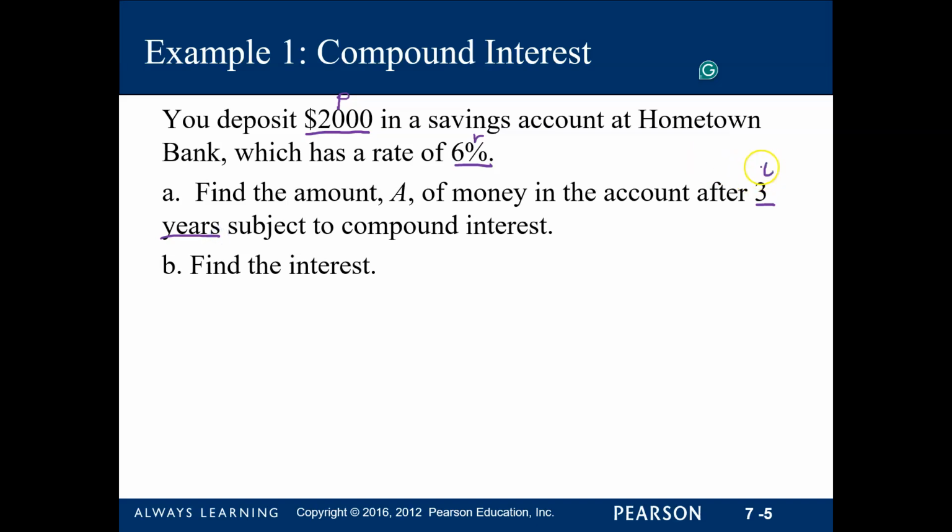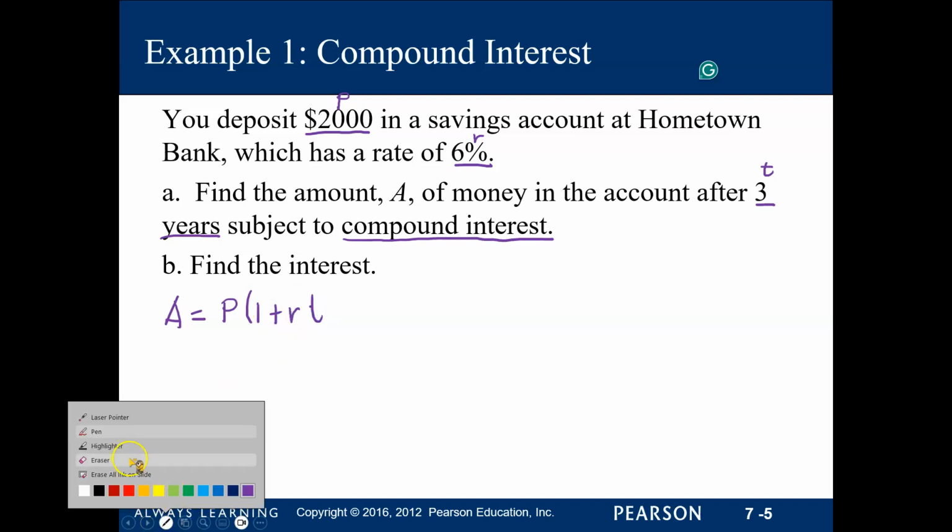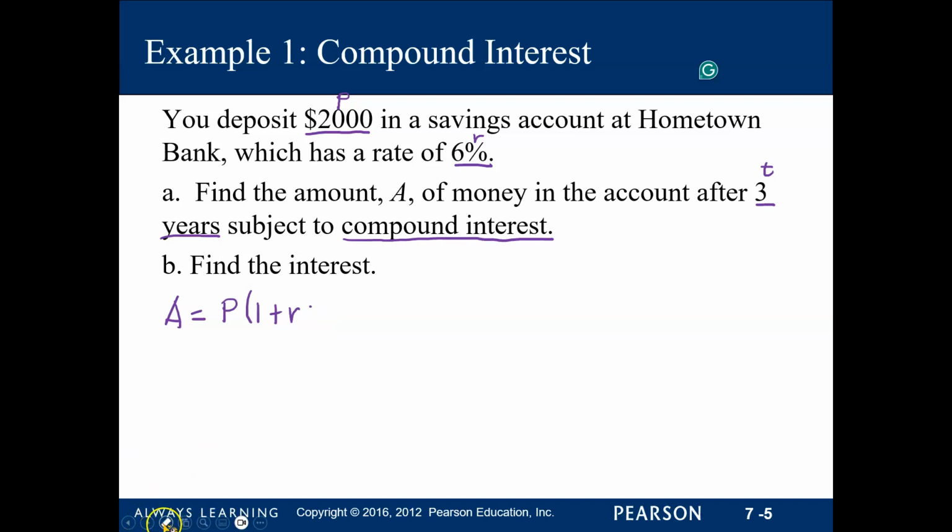So that's our time, and make sure that you underline or highlight the word compound interest. If you do not see the word compound, then automatically it's a simple interest. That's that. So make sure you read those problems. Because this problem mentioned the word compound, we know that the formula is A is equal to P times (1 plus R) raised, sorry, my bad, that is supposed to be a parenthesis. So make sure, raised to T. We don't multiply T in here.